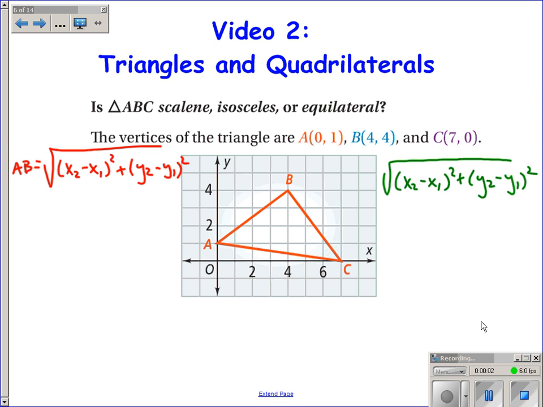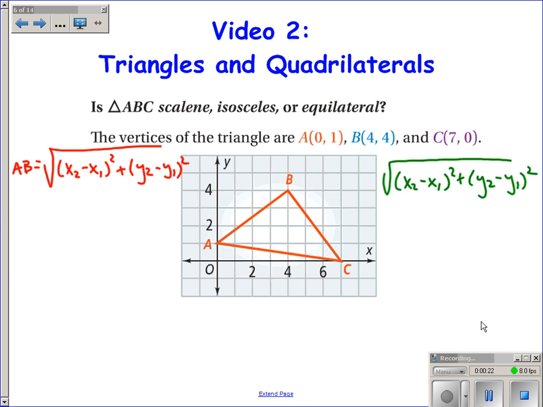In this second video, we're looking at the coordinates of triangles and quadrilaterals and trying to determine what kind of triangle and what kind of quadrilateral it is. So we will first look at triangles. And the question we're asking ourselves is: is this triangle scalene, isosceles, or equilateral?